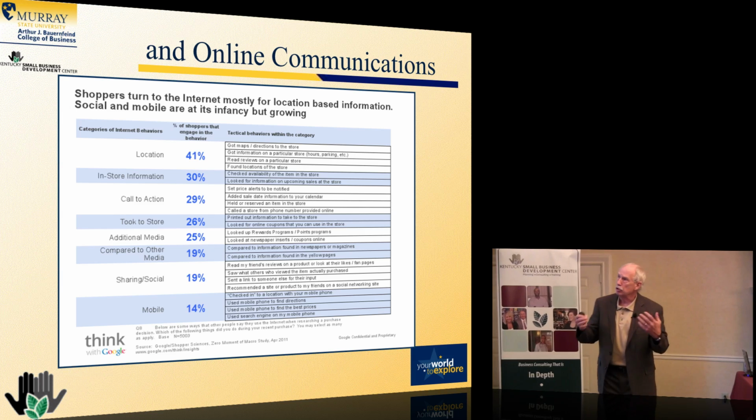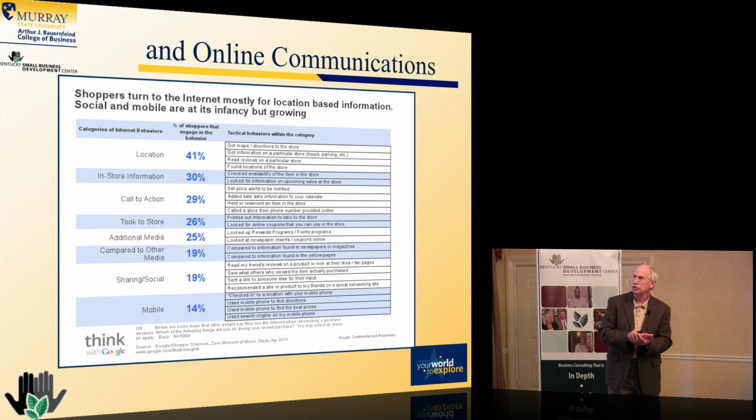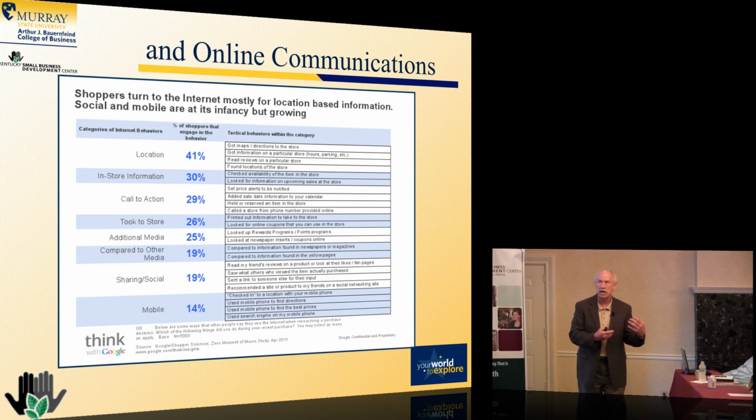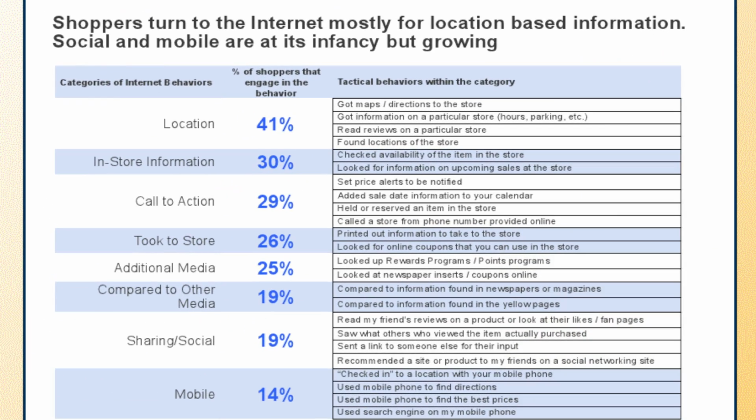And when people look to the internet, this table tells us what they're trying to do. When they start to look for information about a product or a service online, what are the types of things they're looking for? Location, where are you? How do you get there? We'll talk about ways of integrating that information into a website using Google resources.